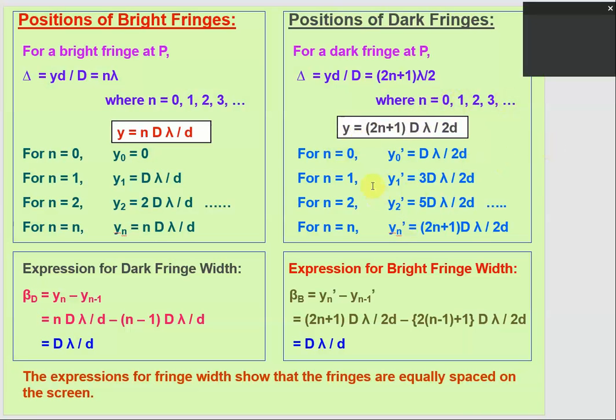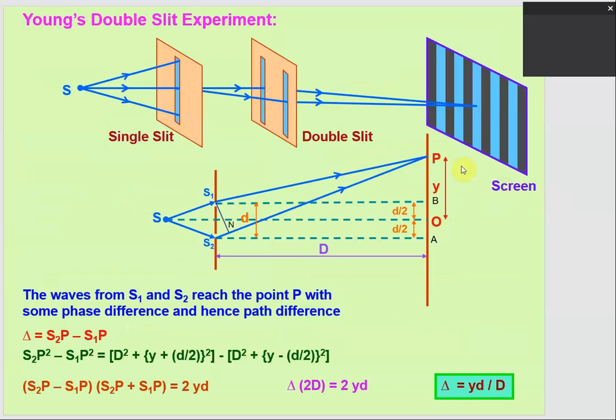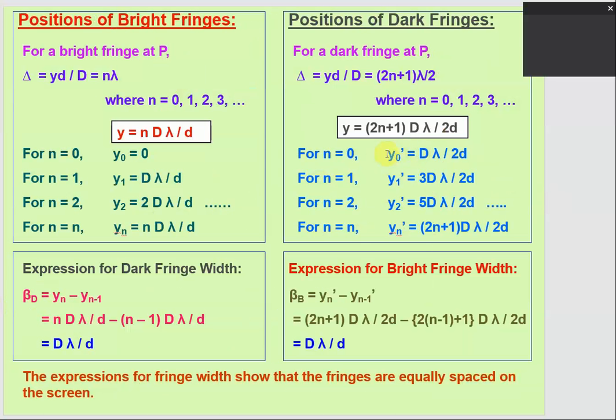So for n equal to 0, when we substitute, we get lambda D upon 2d. This is the distance of the first dark fringe on either side, on one side, right? So at this position, the first dark fringe will be found. Similarly, substituting n equal to 1, we get the position of the second dark fringe. Similarly, for n equal to 2, and so on.